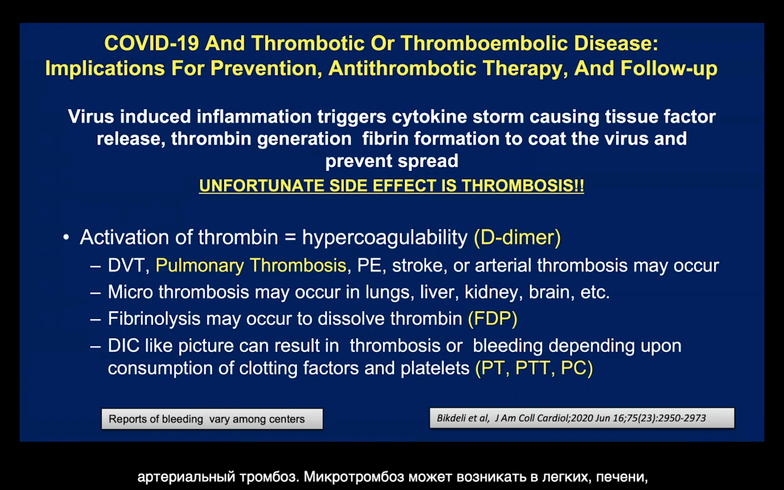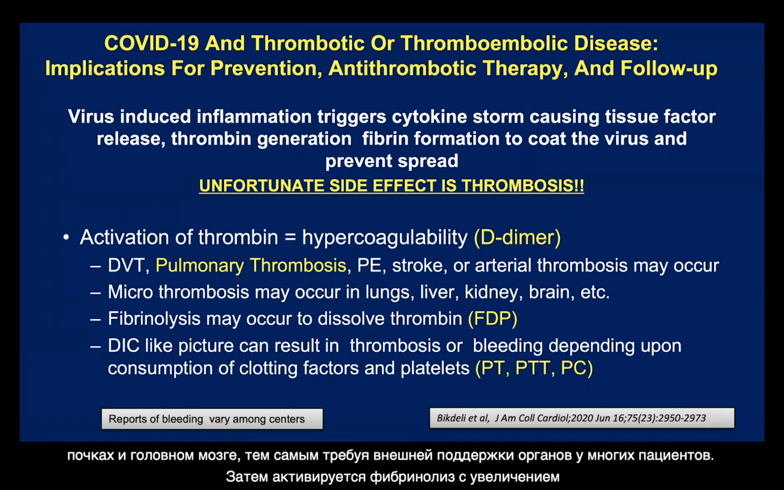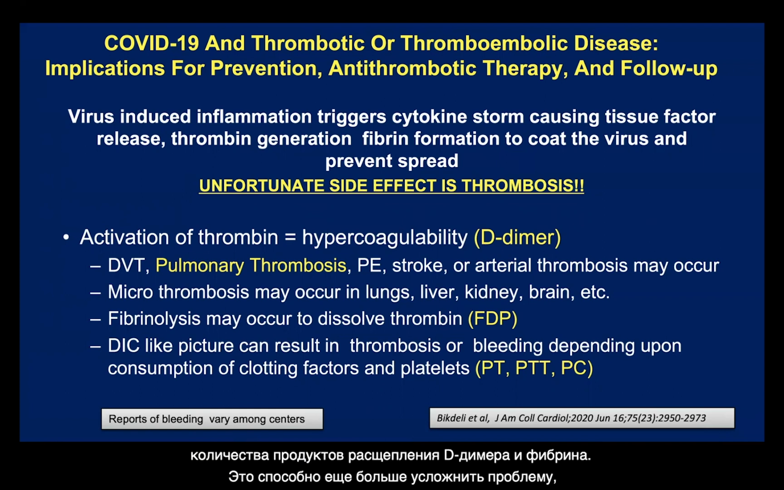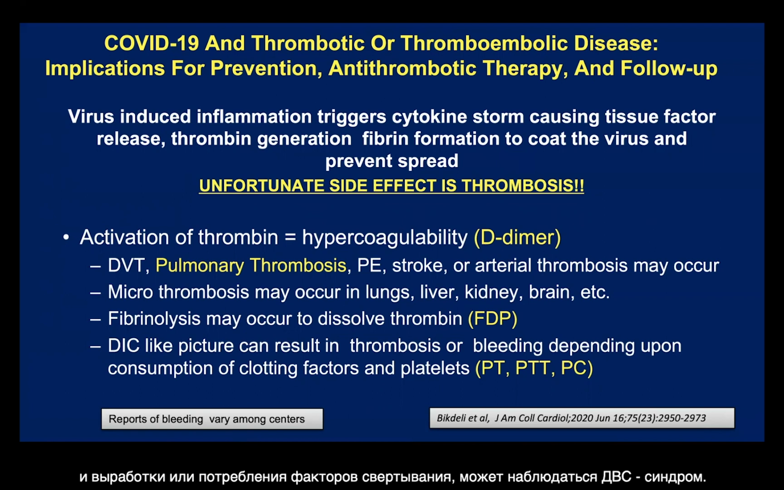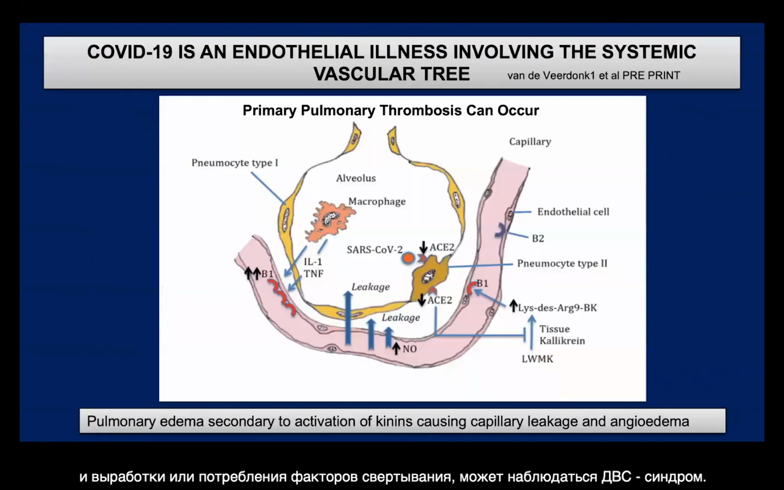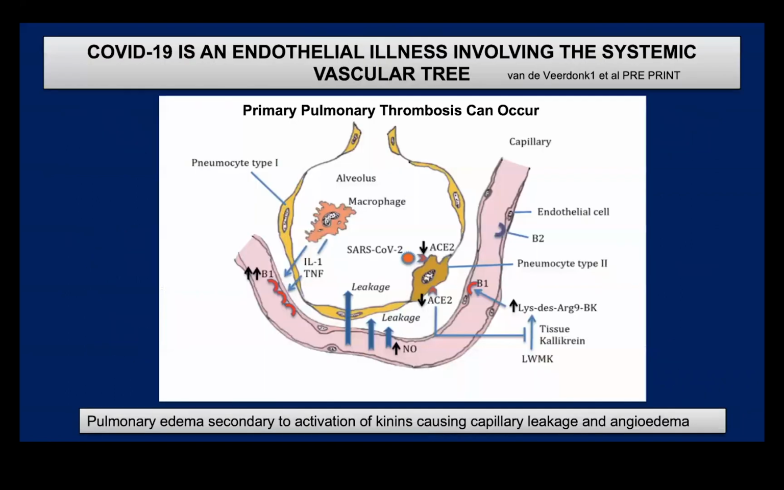Microthrombosis may occur in lungs, liver, kidney, and brain, requiring organ support in many patients. Fibrinolysis is then activated with the elevation of D-dimer and fibrin split products, and that may further complicate the issue because of destruction may cause increased bleeding. And in some patients, depending upon the severity of the disease and the production or consumption of clotting factors, a DIC picture can be seen.